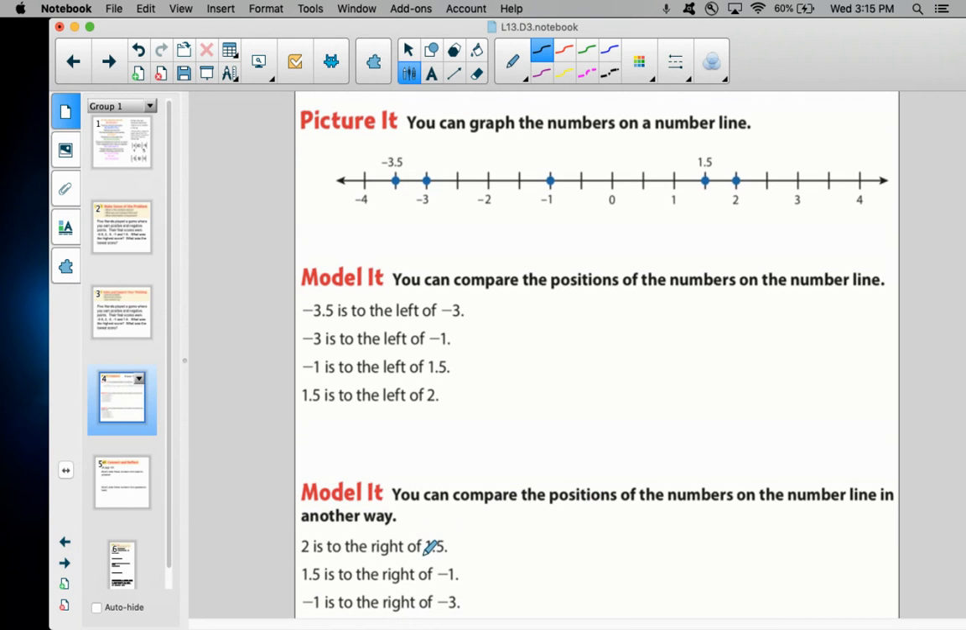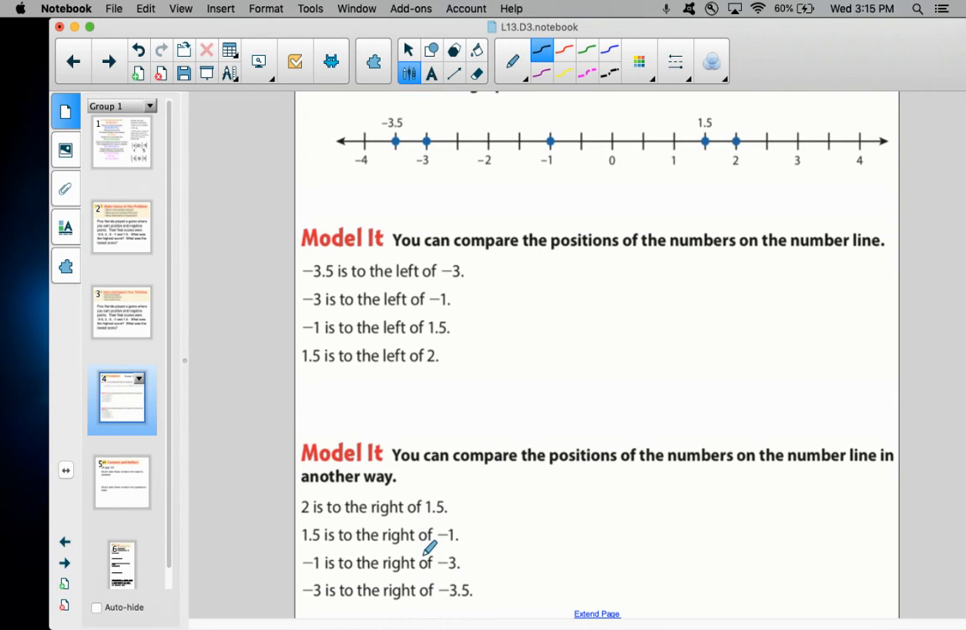So you can see this second model. I'm going to just scroll this up so we can see the number line and this comparison. You can see that 2 is physically to the right of 1.5, and then 1.5 is to the right of -1. -1 is to the right of -3, and then -3 is to the right of -3.5. So anything that's to the right of another number is going to be higher and larger and greater.